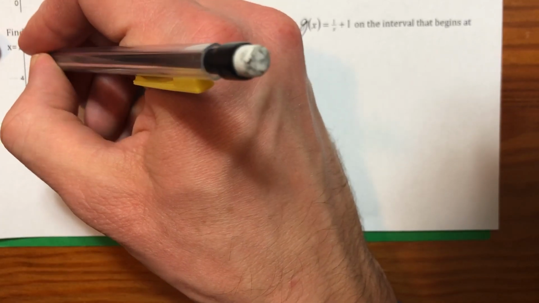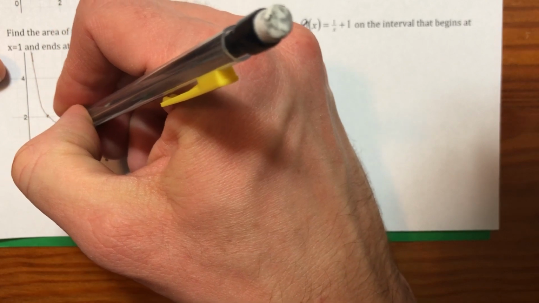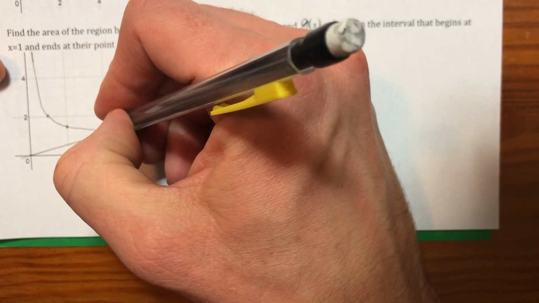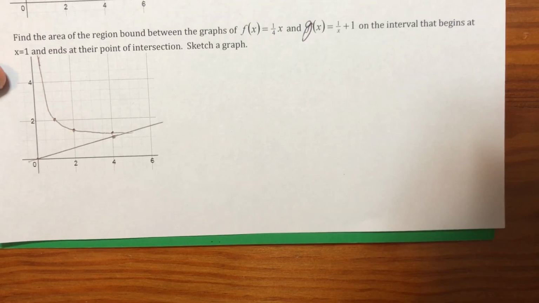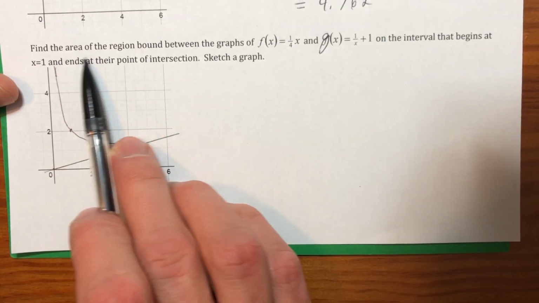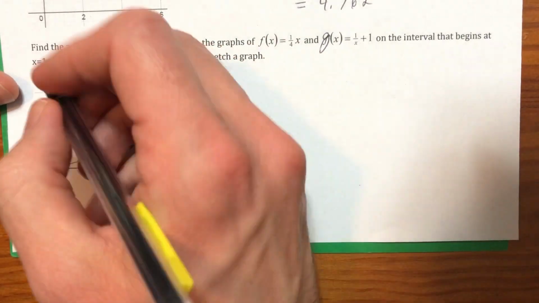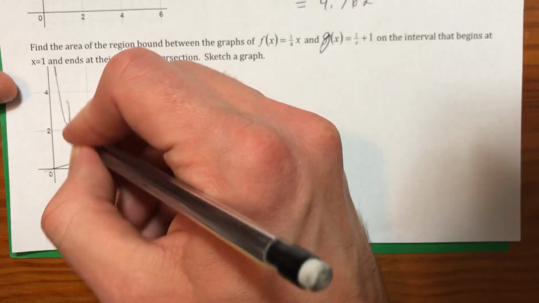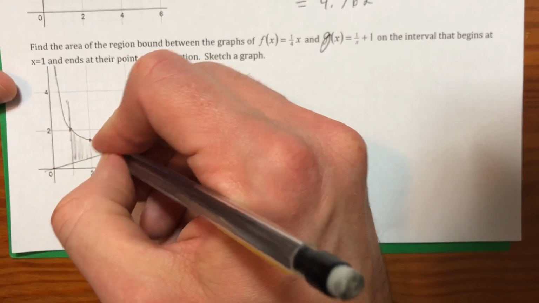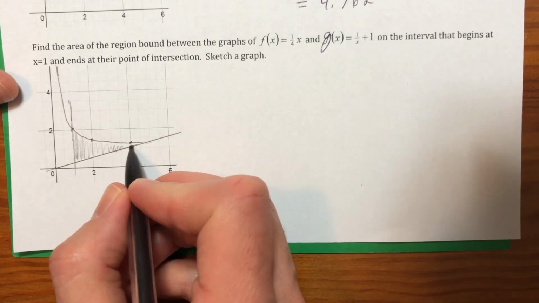So we have this. Now, I don't know where they meet. I really don't, and that's a problem. I want to find the area of the region bounded between them. So we're in between them here. It begins at x equals 1. So it begins here. This is one of the boundaries. And it's going to end wherever they meet. And I don't know if I drew it very well. So I need to find out where they meet.